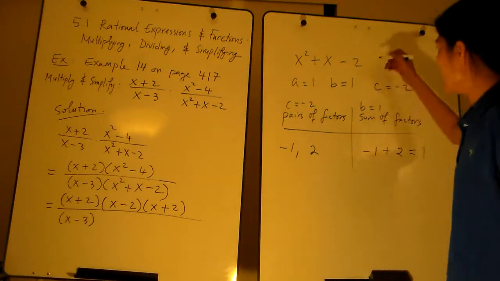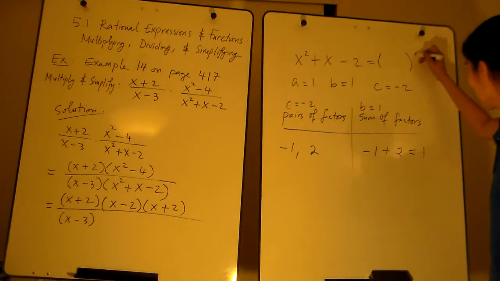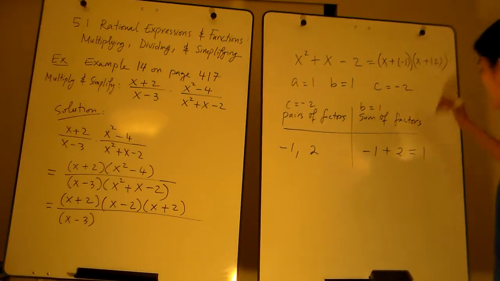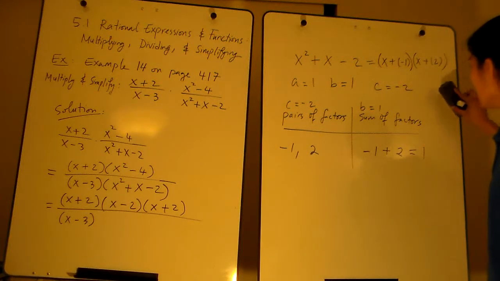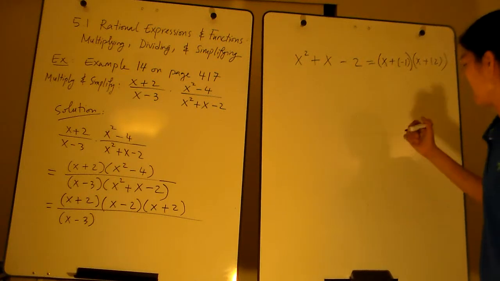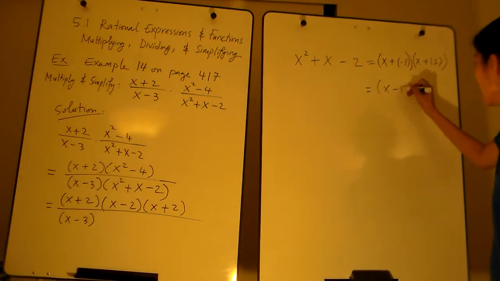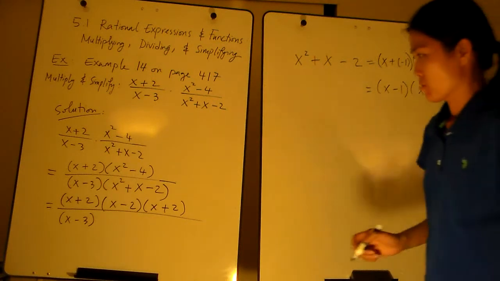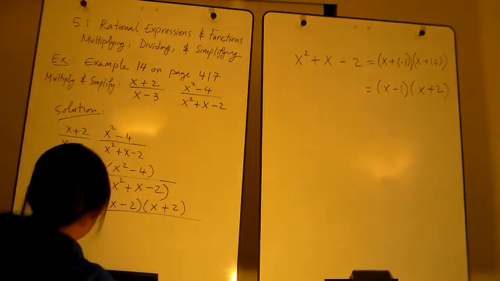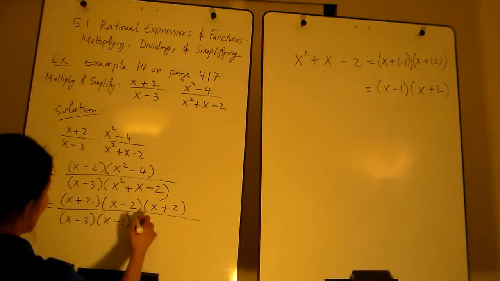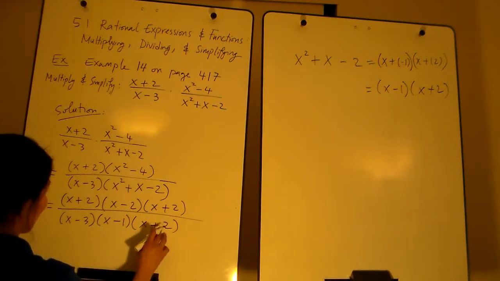That means we can factor it as x plus negative 1, x plus 2. Let me simplify. That means we have x minus 1 times x plus 2. So the trinomial can be factored to x minus 1 times x plus 2, okay?